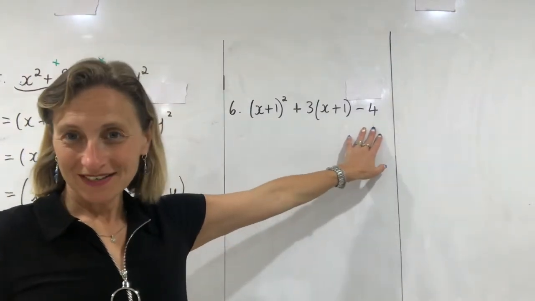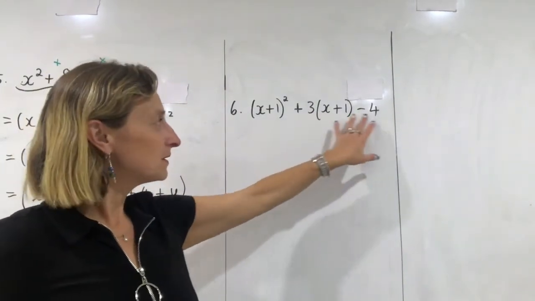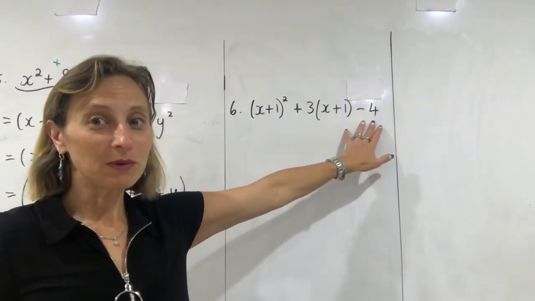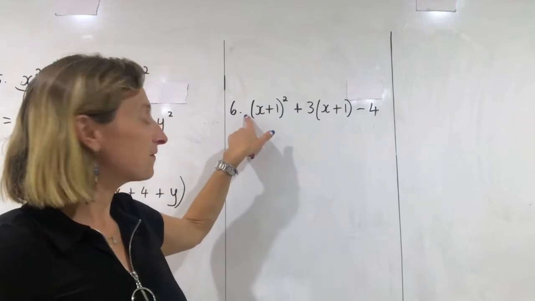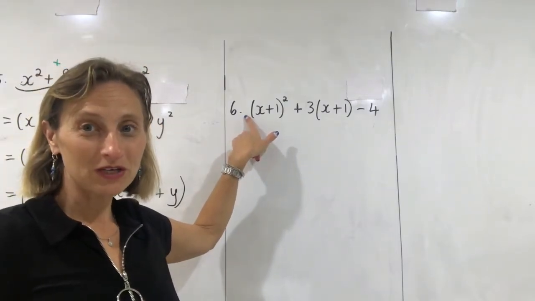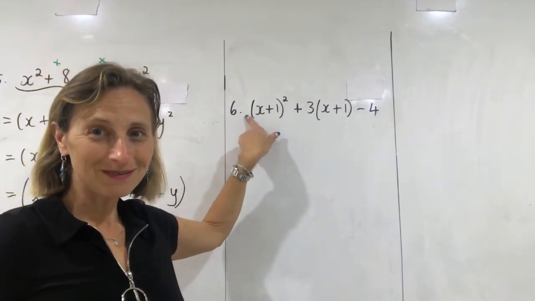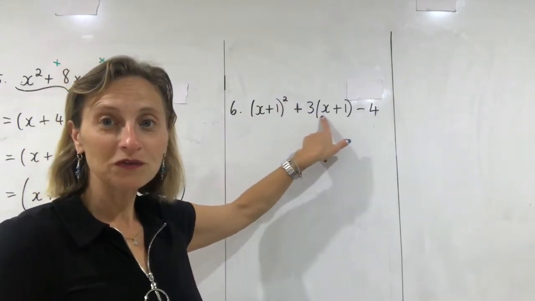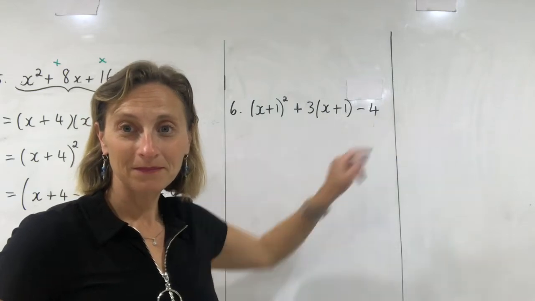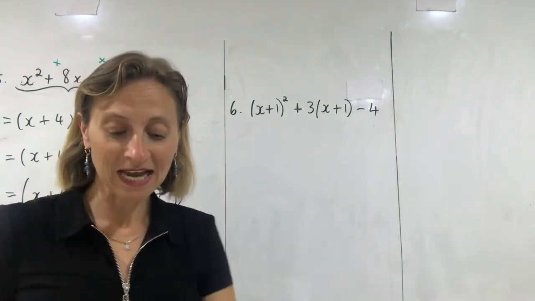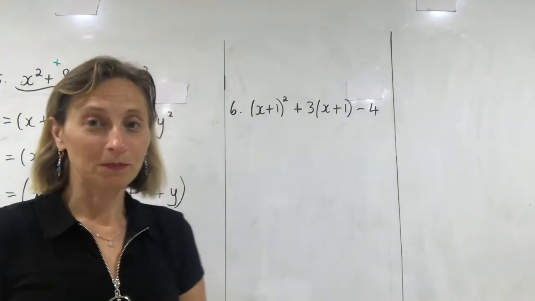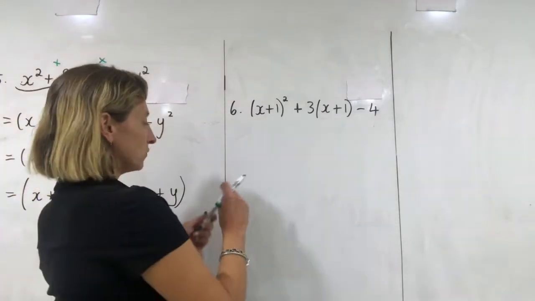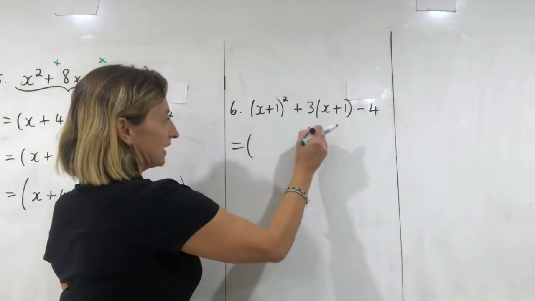No common factors. There are 3 terms, so this is probably a trinomial. There is no number out the front, so it's probably a monic trinomial. Can you spot it? Something squared plus 3 lots of something plus a number. That is an exact trinomial. We need to write it like this.